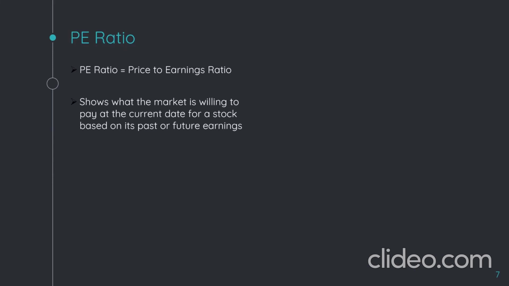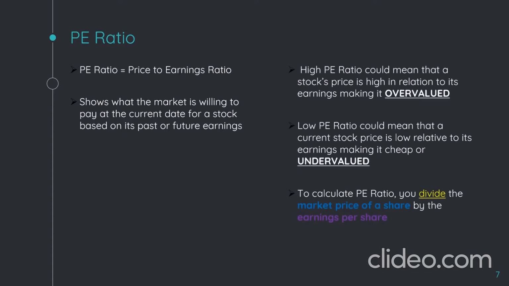Moving on to PE ratio, which is price to earnings ratio. This shows what the market is willing to pay at the current date for a stock based on its past or future earnings. A high PE ratio could mean that a stock's price is high in relation to its earnings, making it overvalued. If it has a low PE ratio, this could indicate that the current stock price is low relative to its earnings, making it cheap or undervalued. To calculate PE ratio, you divide the market price of a share by the earnings per share.